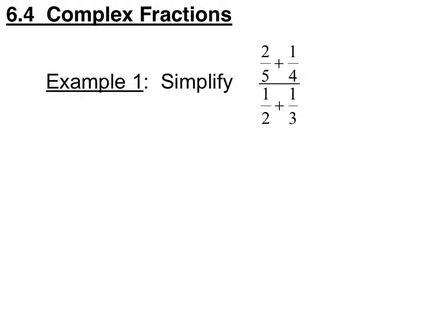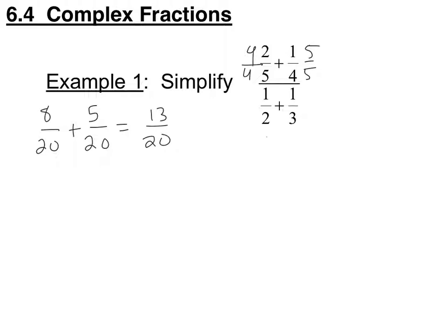So common denominator between 5 and 4, 20. So I'd have to multiply this one by 4 over 4 and this one by 5 over 5. So I get 8, 5. So the top is 13 over 20. Now look at the bottom. What's the least common denominator between 2 and 3? 6. So 3, 3, 2, 2. So I get 3 over 6 plus 2 over 6, so I get 5 over 6.